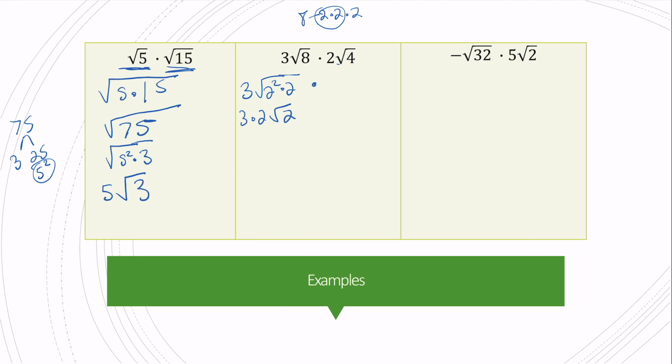so that's 3 times 2 root 2, times, well, the square root of 4 is 2, 2 times 2, 4. So I have 3 times 2, so 6 root 2, and we're going to multiply that by 4. Well, we're just going to multiply our constants in front of our radical. So I've got 24 root 2.